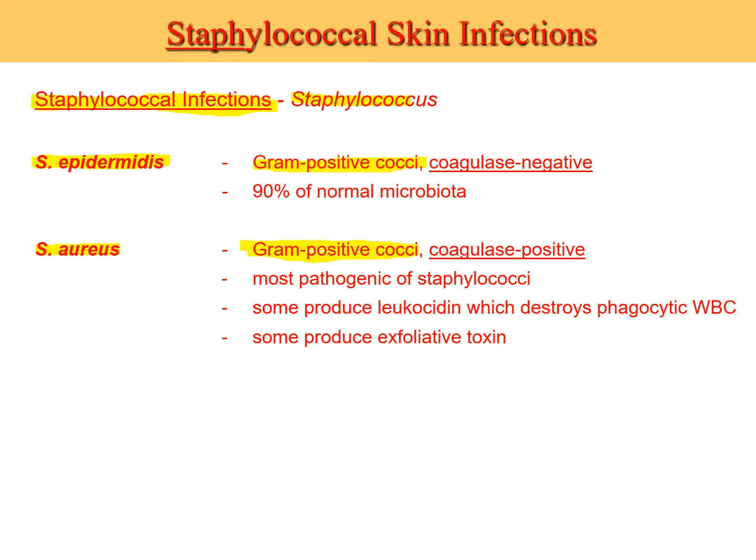The pathogenic ones can produce toxins, including leukocidin, which is able to kill white blood cells, phagocytic white cells. Another type of toxin that some Staphylococcus aureus strains can produce is exfoliative toxin. So leukocidin and exfoliative toxin are associated with staphylococcal infections in the skin.